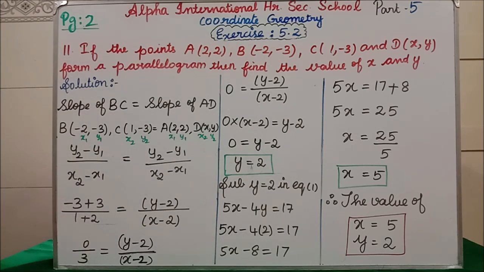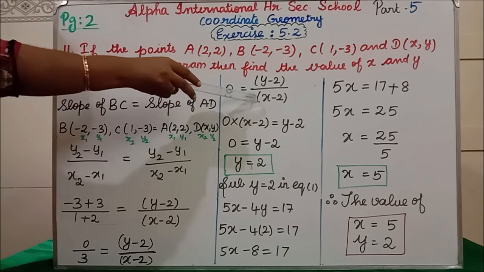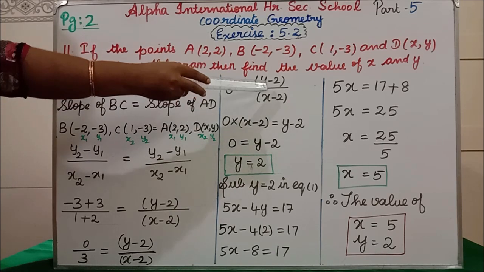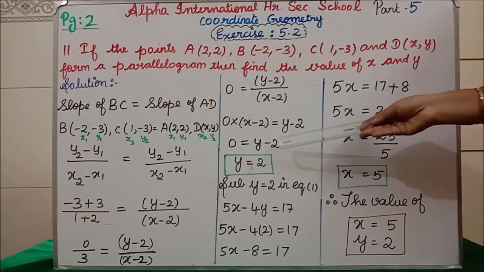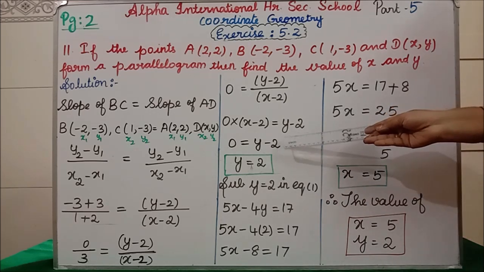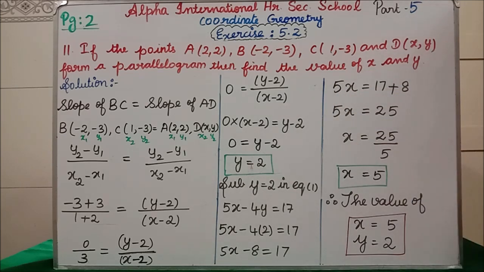The next step, we are doing the cross multiplication. 0 into x minus 2 is equal to y minus 2. 0 into x minus 2, what answer will you get? You will get the answer as 0. So 0 equals y minus 2. Then minus 2, if it goes to that side, it becomes positive. So y equals 2, we have got. Clear? Now they are asking for the values of x and y.